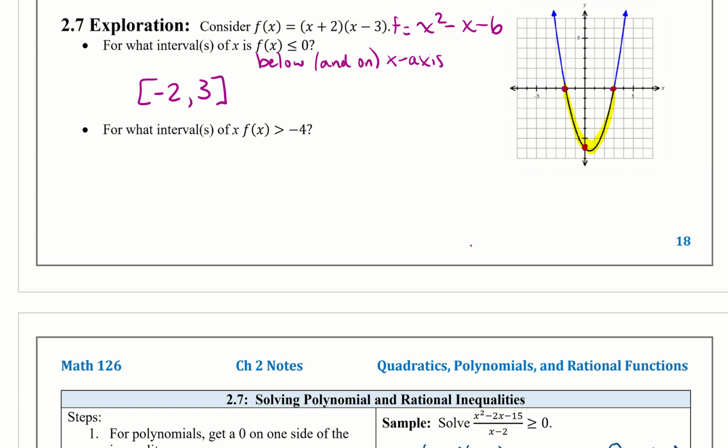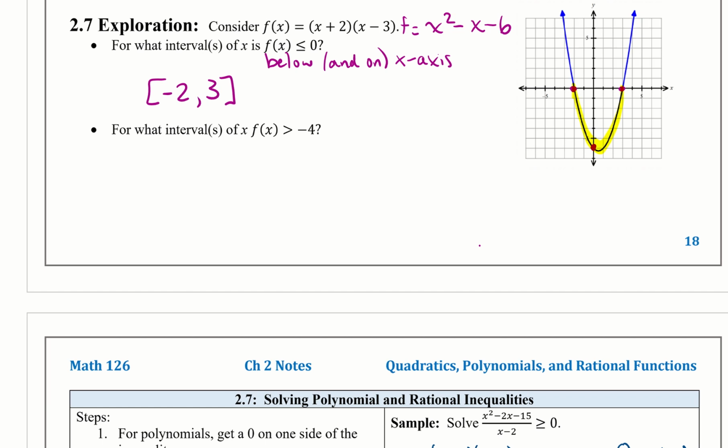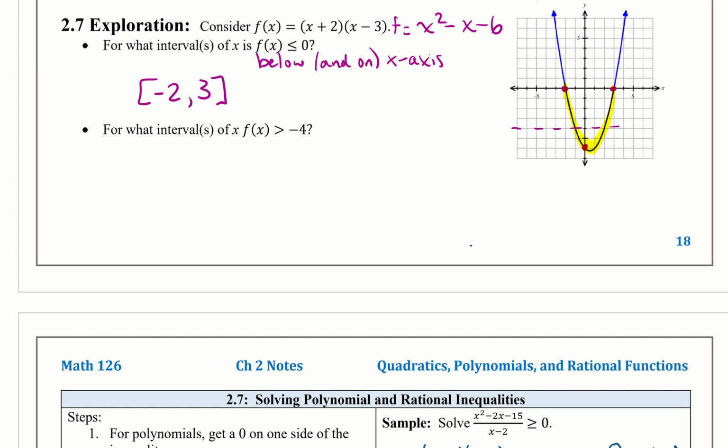Totally different question now. For what intervals of x is this function below -4? Well, -4 is like right here. That's the height of -4. So if I want to be below that, that's kind of looking at this region right here. So those x values would be from -1, it looks like, to 2. And I'm not going to include those places where I'm exactly at the height of -4 because it's just a less than symbol, not or equal to.